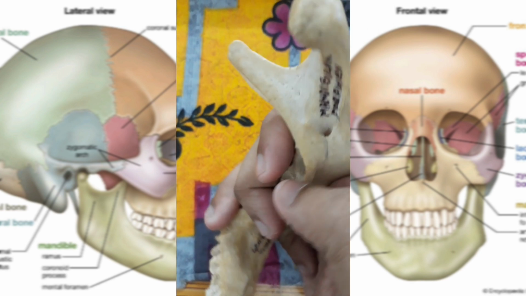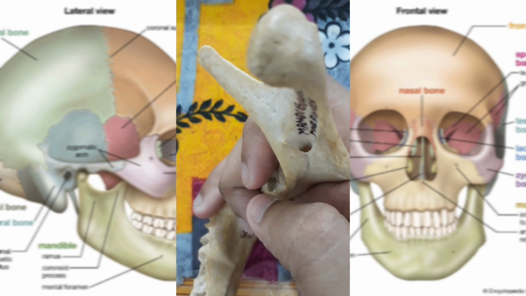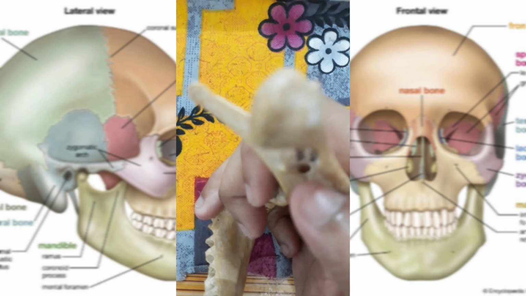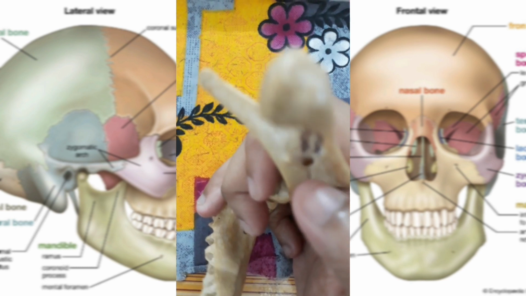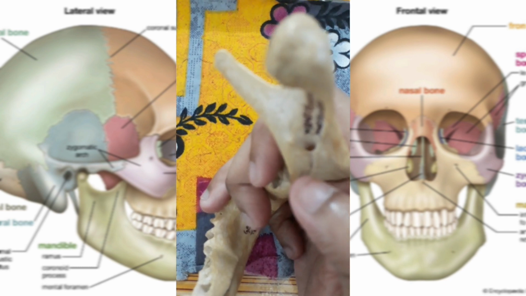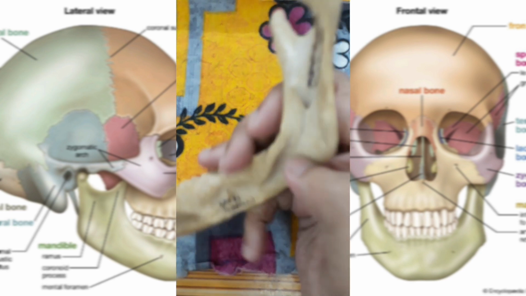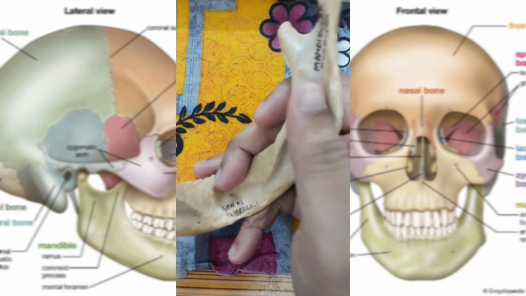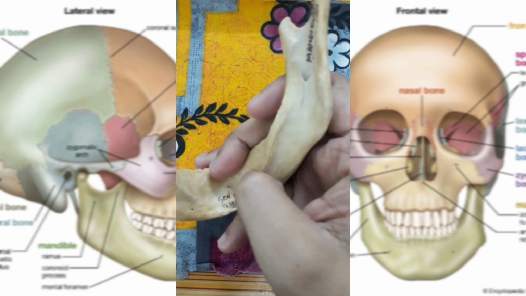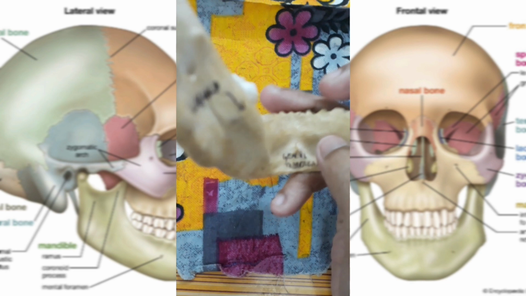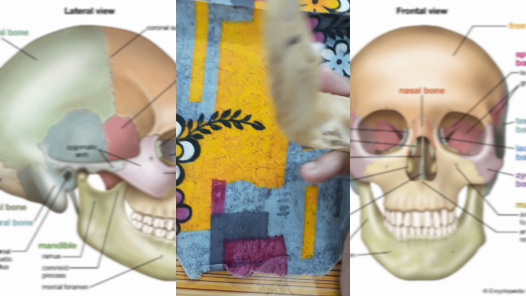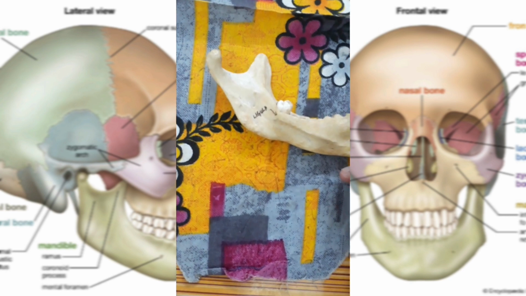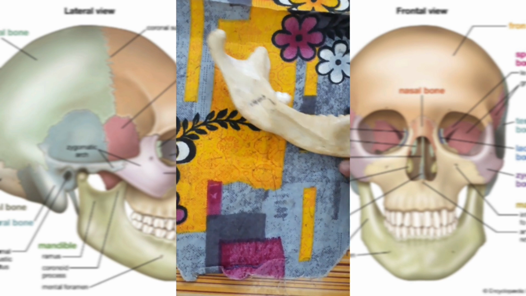So let's start with the features of the mandibular ramus. The features of the ramus first include that it has two surfaces, the lateral surface and the medial surface, and four borders: anterior border, superior border or the mandibular notch, the inferior border and the posterior border. So we have the four borders and two processes. These two processes are very important, that is the condylar process and the coronoid process.